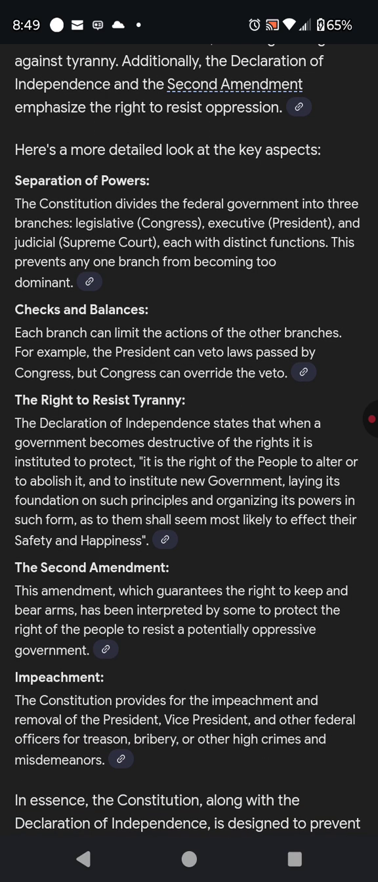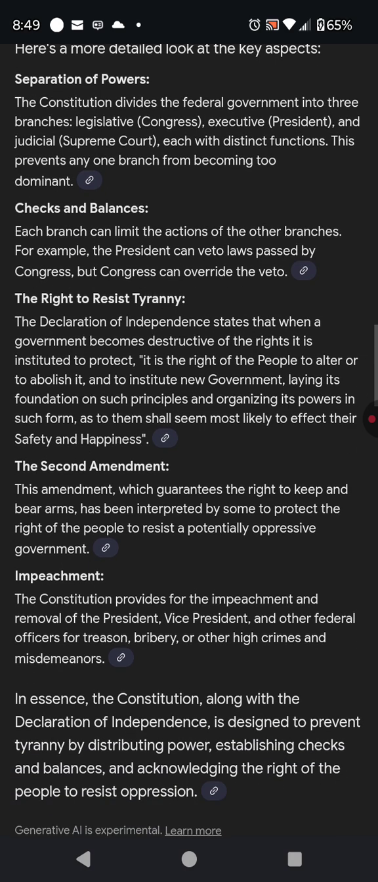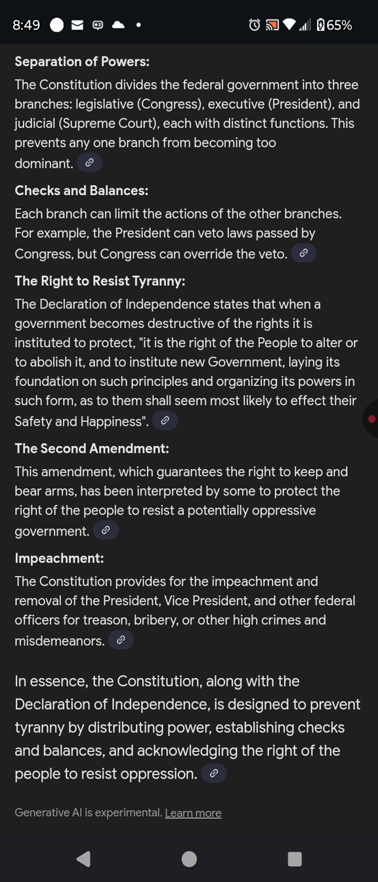Separation of powers. The Constitution divides the federal government into three branches: legislative, Congress, executive, president, and judicial, Supreme Court, each with distinctive functions. These prevent any one branch from becoming too dominant. Checks and balances. Each branch can limit the actions of other branches. For example, the president can veto laws passed by Congress, but Congress can override the veto.